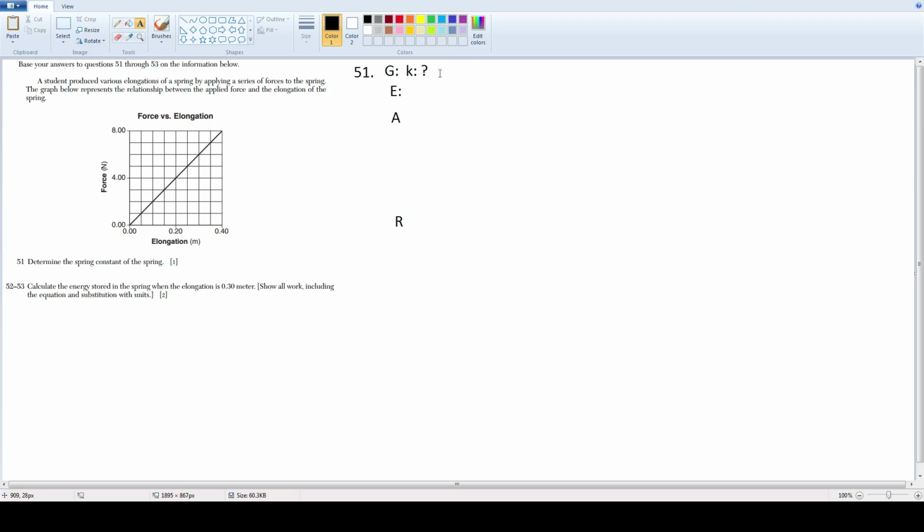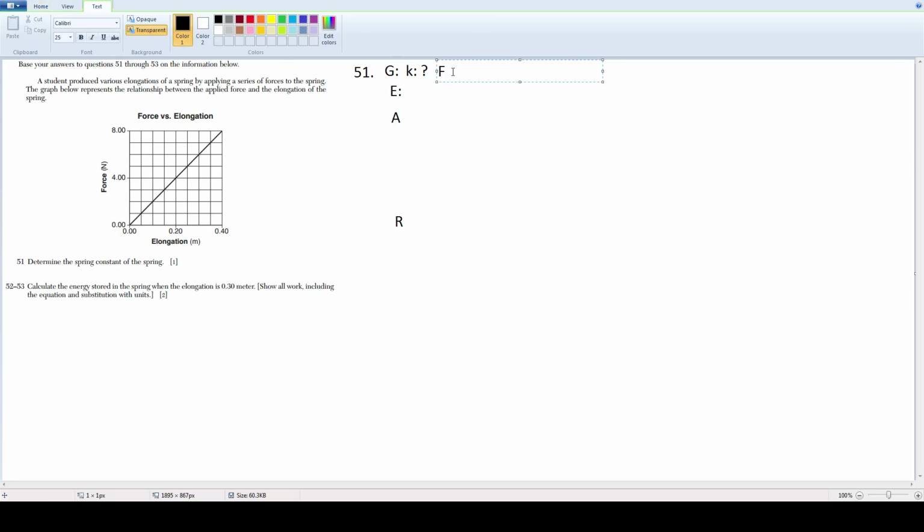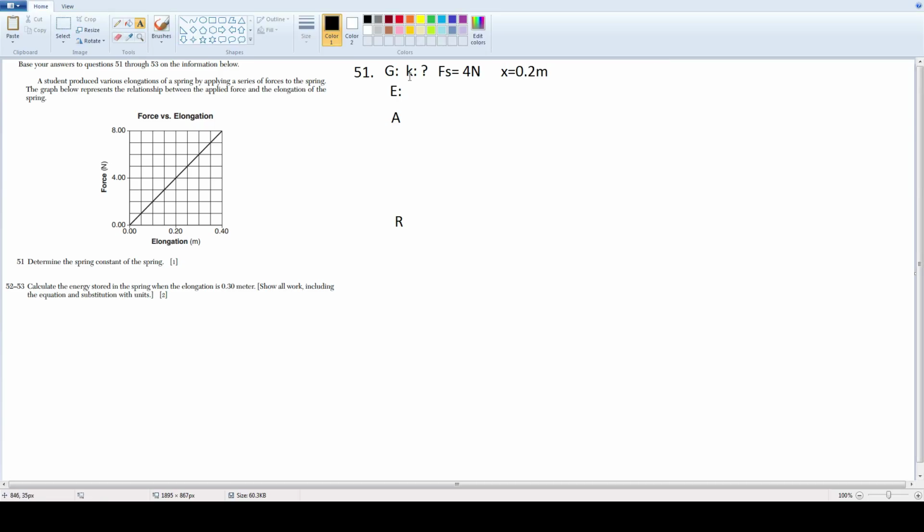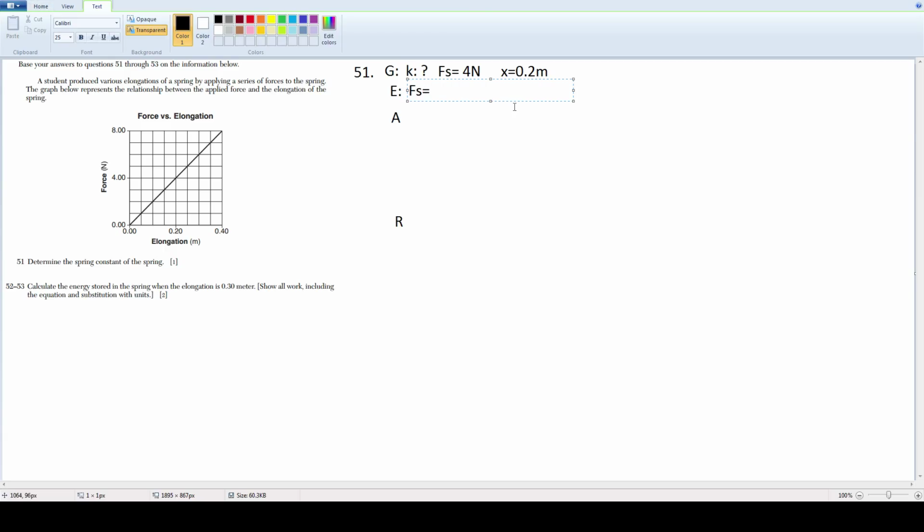So then you can just record the information in the Givens part. So force of a spring is equal to 4 newtons, and x is equal to 0.2 meters, since that's where it matches up around there. That's where it's equivalent. Now that we have this, we know that the formula that we are going to be using is force of spring equals kx.